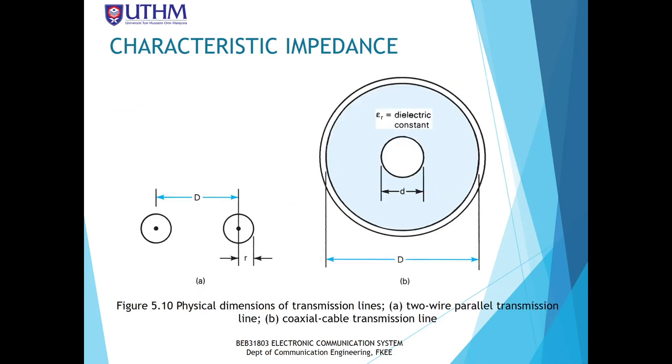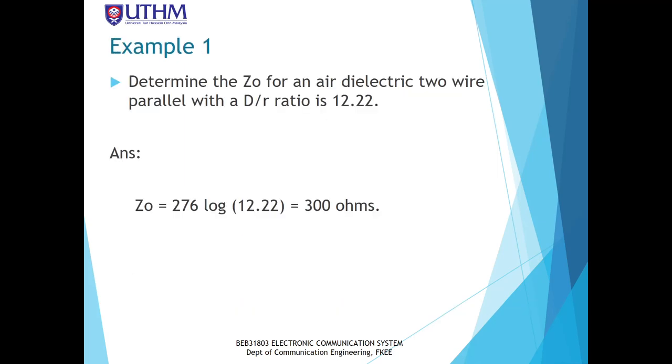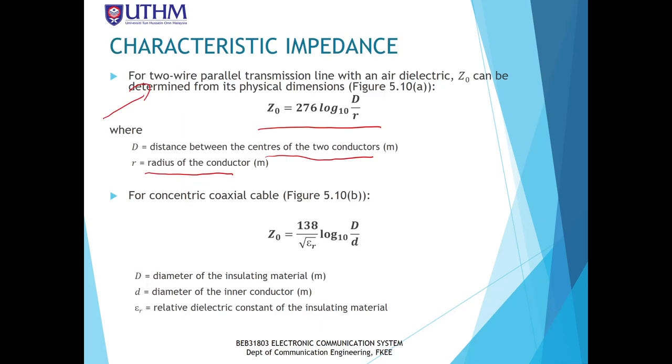What is this actually? So this is referring to the picture on the left. Okay, regarding the two-wire conductor, we have two conductors, so over here and also over here. So the distance between these two conductors is capital D in terms of meter, and the radius of the conductor here is what we call the R parameter. Okay, so this is for two wire.